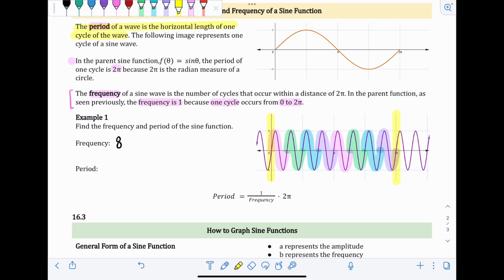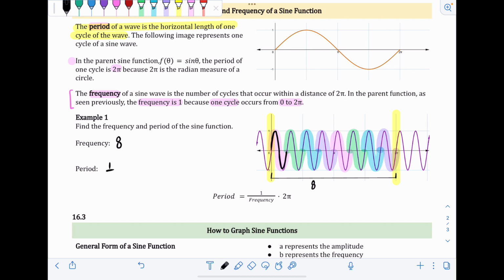So here, we know that from here to here, there were 8 different waves, and that distance is 2 pi. So if we want to find the length of one rotation, we need to find 1/8 of 2 pi. Because if there are 8 total in that distance, we can find 1 out of those 8 of that total distance 2 pi to find the period.